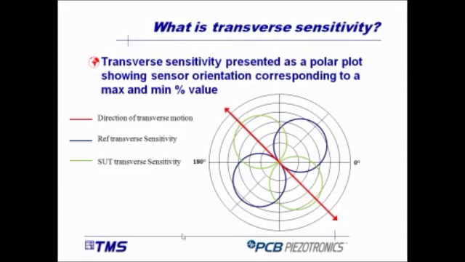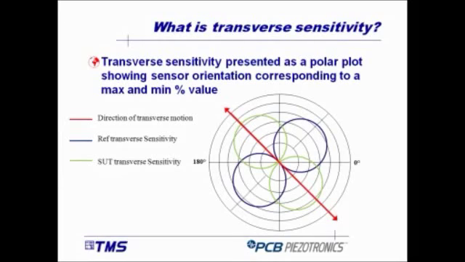However, the test sensor, the transverse sensitive axis of the test sensor, is perfectly aligned with the direction of transverse motion. So the transverse motion creates output on one sensor, but not the other. This causes a difference in results and causes the sensor to fail.